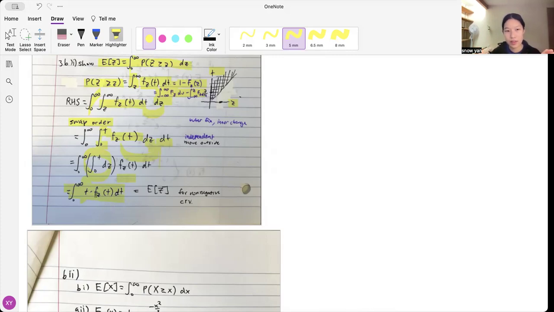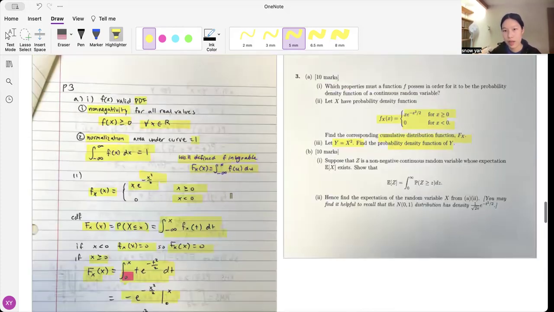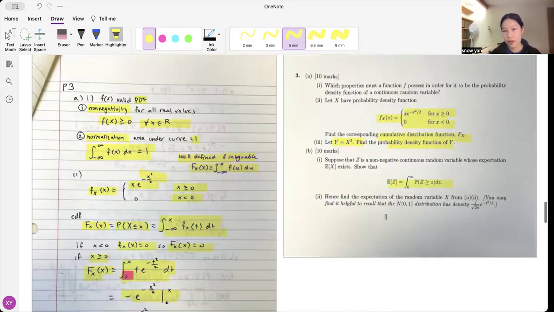And since it's the expectation of f of z, it's for the variable z. So this is essentially for E of z. And then we have the condition because it's from 0 to infinity, it's for non-negative values. I think this part was definitely quite difficult to show. Some people try to do another method by integration by parts, but it didn't work out for them.